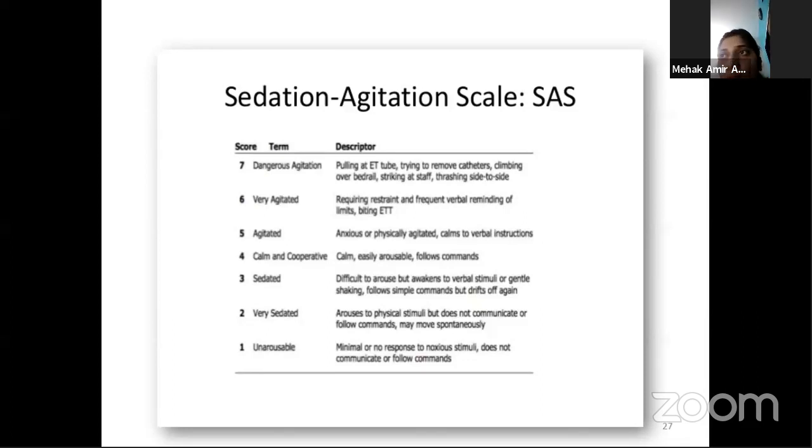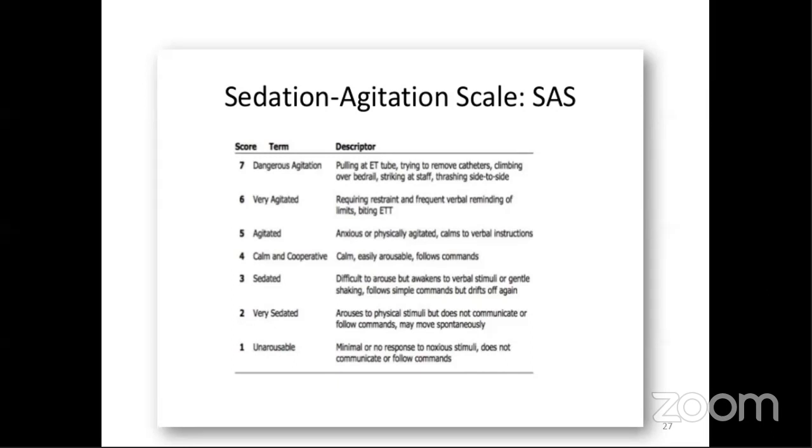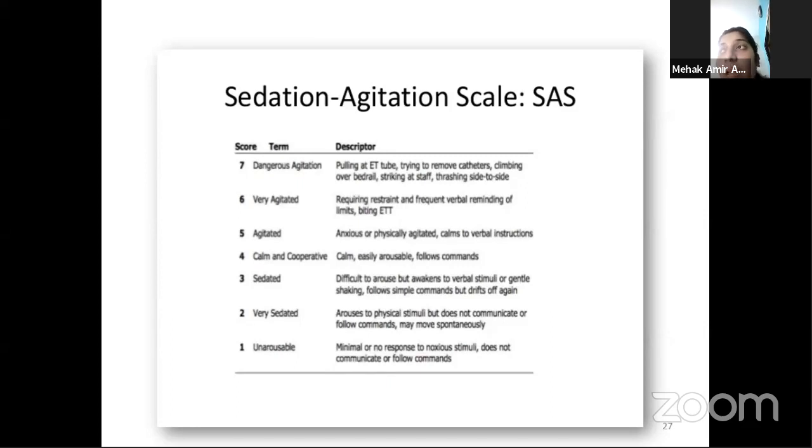So when the patient is on sedation, your goal should be from 3 to 5. Like the patient is anxious or physically agitated, but calms to verbal instruction, but is not very agitated. 6 is very agitated. So your goal is not very much agitation. Your goal should be sedated to anxious. So this is the sedation score. As you all can see and read the categories, that is how we are rating it. The next is the RASS score.